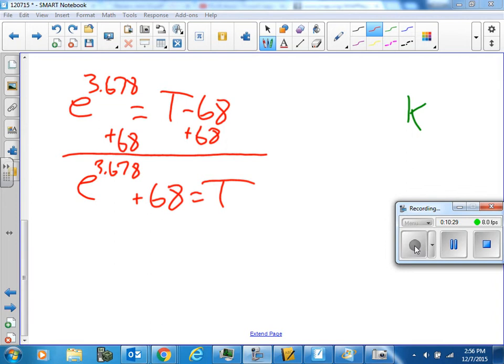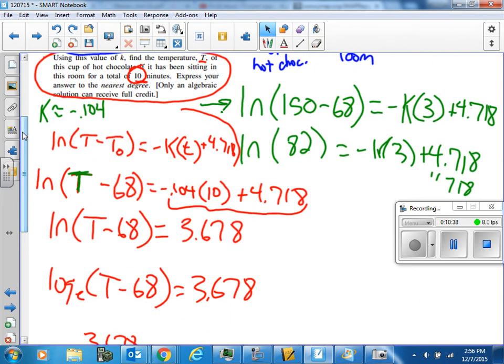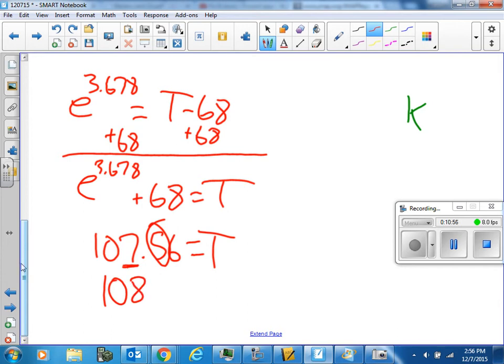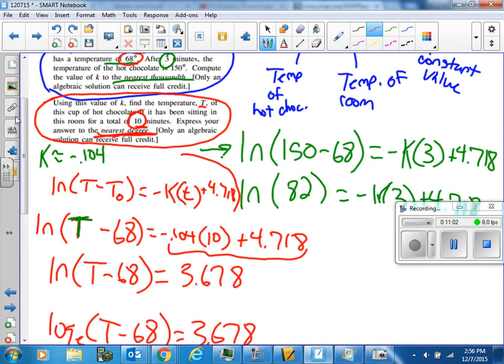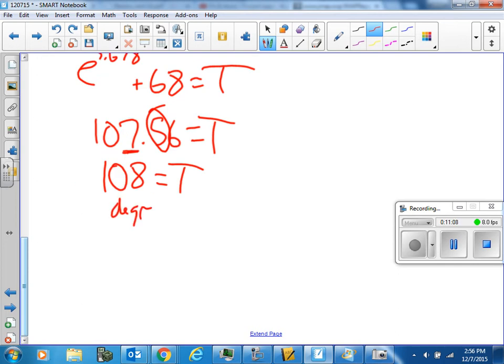Okay, when I plug that in a calculator, I get 107.56 equals T. But if we go back up to the question, it did say to round to the nearest degree. Don't do all this work and lose a point for something simple like that. This is not the nearest degree. The nearest degree would be this place right here. So we need to look at this 5. This 5 makes that 7 go up to an 8. So our final answer would be 108 equals T. And it's 108, what were we looking for? Temperature. So we can say 108 degrees. Label it. There you go.